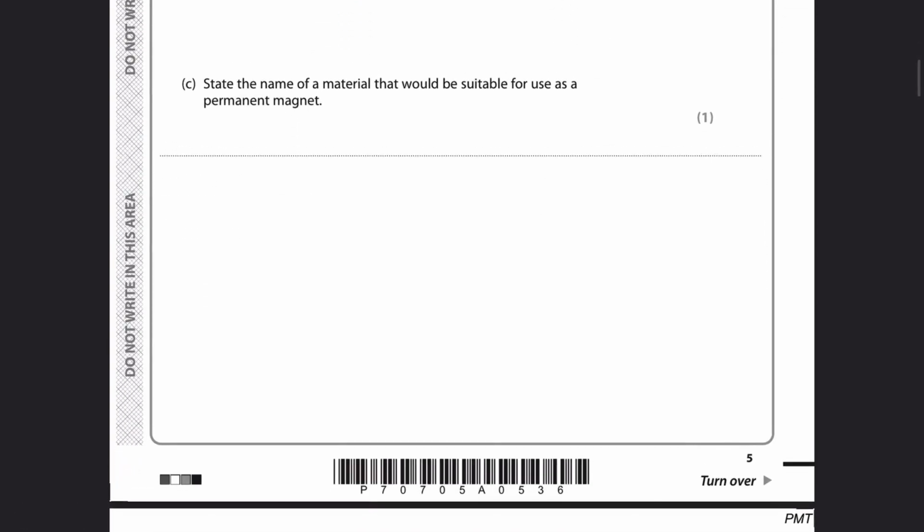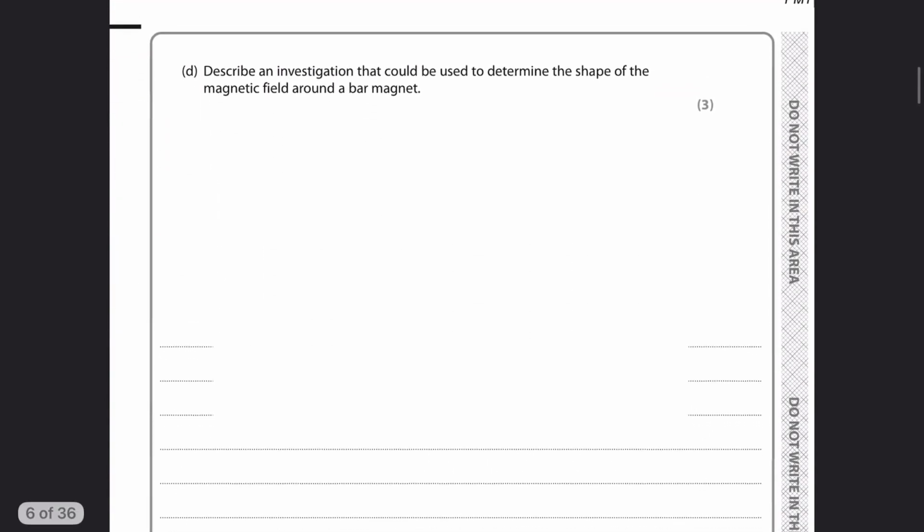Next question says, state the name of a material that would be suitable for use as a permanent magnet. Permanent magnets are usually hard magnetic material, and the most well-known one would be steel. You can also put down nickel and cobalt. These are some other magnetic materials. Iron is magnetic, but it's not the best one to use as a permanent magnet, because iron is a soft magnetic material, so therefore it's not always permanent. So the best answer is steel. Steel. Permanent magnet, steel.